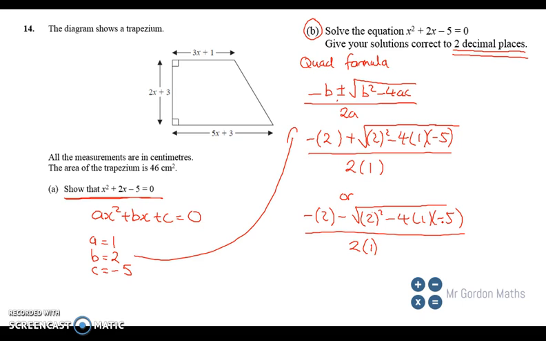The 2 answers, however, that you should be getting are going to be, we end up with solutions that x can equal 1.45 or x can equal minus 3.45, and those have been rounded to 2 decimal places as the question suggested.